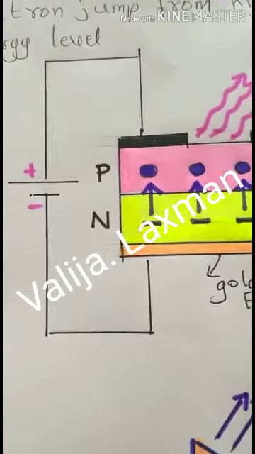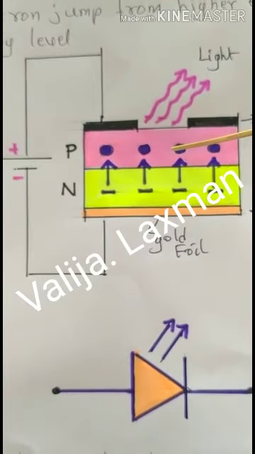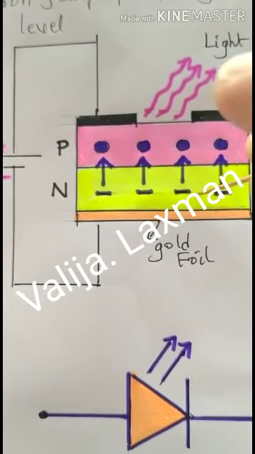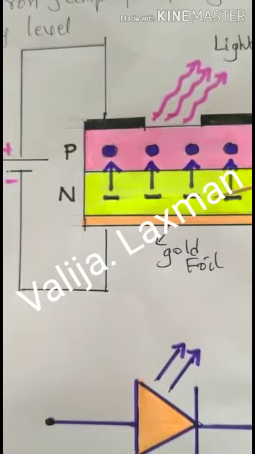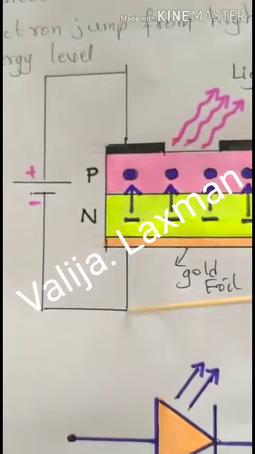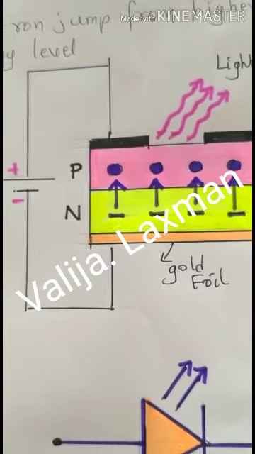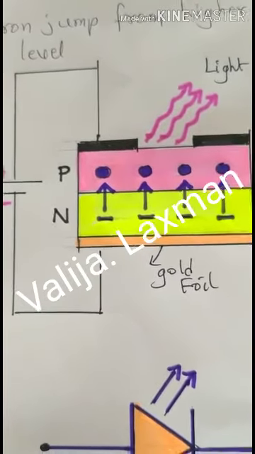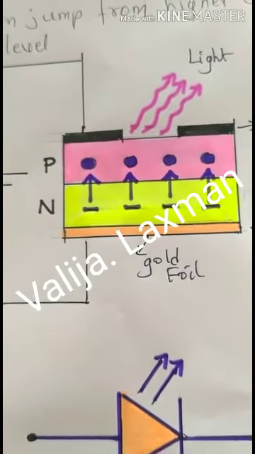If we go to the construction of this LED, in the LED you will have two materials, one is p-type material and the other is n-type material. Generally, whenever the PN junction diode is forward biased, that means the p-type material is connected to the positive plate and the n-type material to the negative plate, the holes will move from the p side to the n side and electrons will move from the n side to the p side. Here the recombination of holes and electrons takes place at the junction.